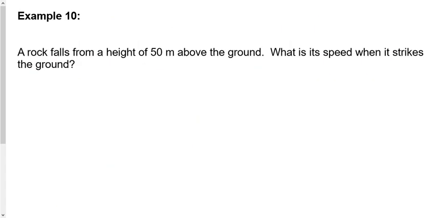Okay, I want to do example number 10 now. It says a rock falls from a height of 50 meters above the ground. What's the speed when it strikes the ground? Let's assume that it falls from rest. If it falls from rest, VI is 0 meters per second. It's dropped. It's not moving until after it's dropped. The displacement here, be careful. The displacement of this rock, it falls 50 meters. So the displacement will be 50 meters. We're going to make it negative because it falls down 50 meters. It ends up below where it started.